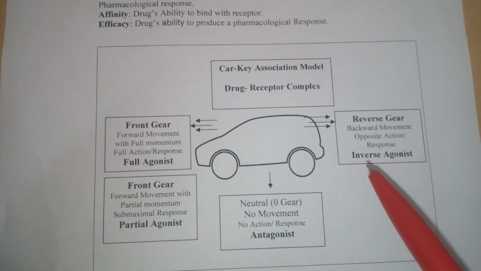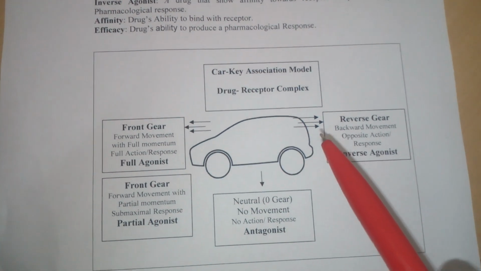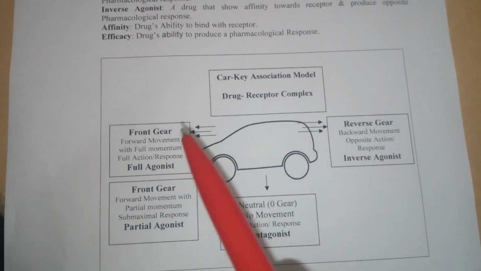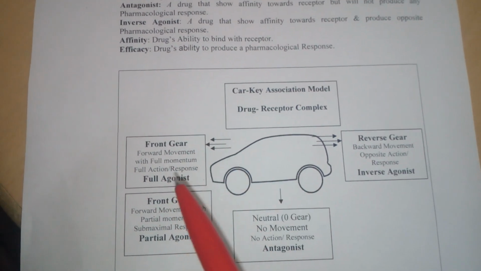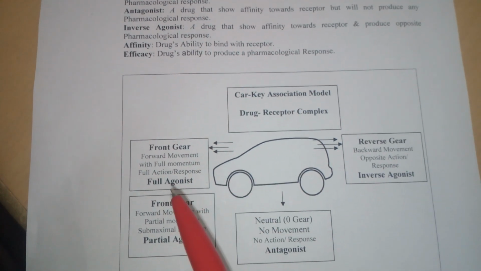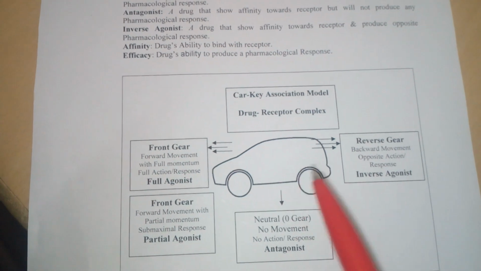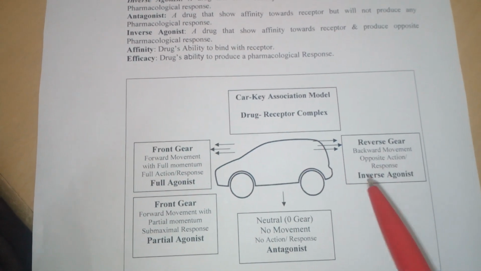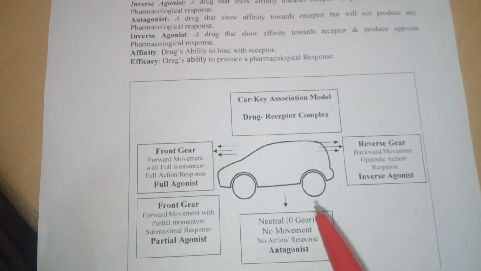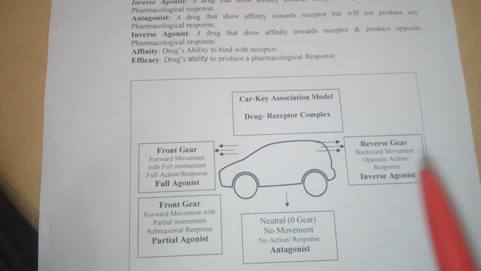Whereas in the case of an inverse agonist, instead of forward movement, instead of front gears, we need to go for the reverse gear, backward movement, which is nothing but the opposite action response or pharmacological response: an inverse agonist.